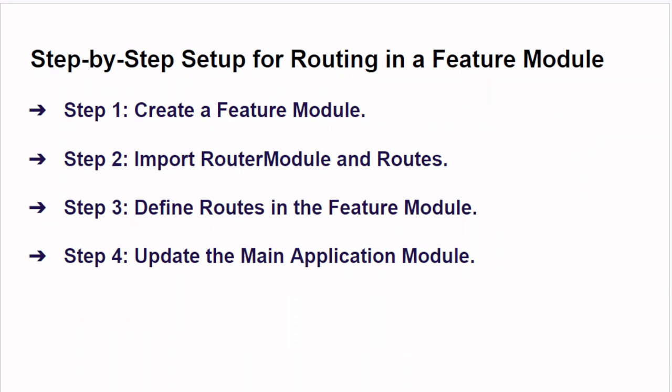I have these four steps. The first step is creating a feature module. Second step is importing a router module and routes. Step 3 defines routes in the feature module. And step 4 is update the main application module.